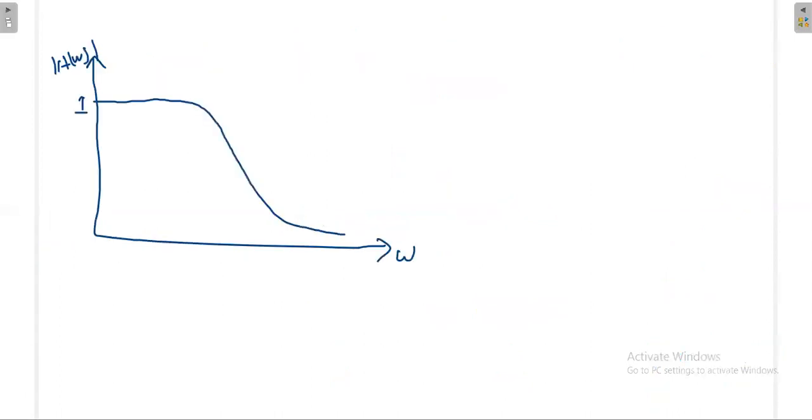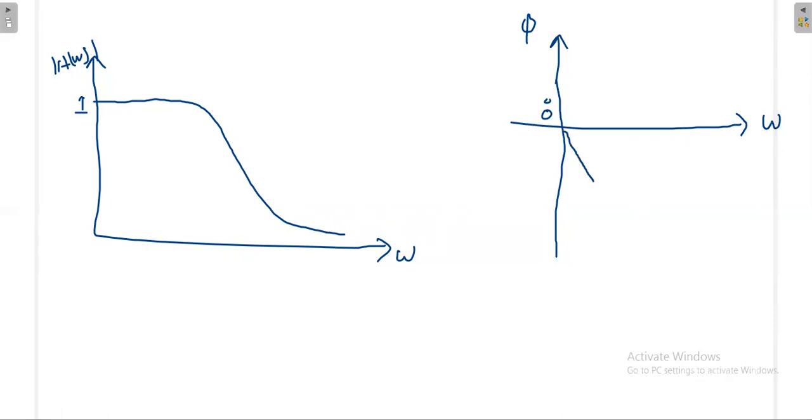So what is the variation of the phase with respect to frequency? This is the frequency axis, and this is the phase axis. This is positive phase, this is negative phase. In the beginning the phase is 0. If you keep on increasing the frequency, the phase also increases negatively, but after a certain time it reaches minus 90 degree. When the frequency is very, very high, the phase reaches minus 90 degree.